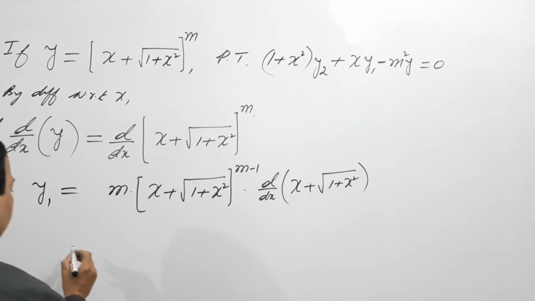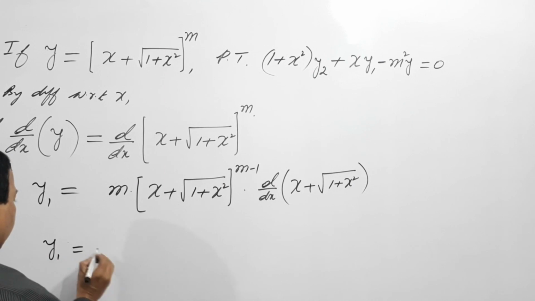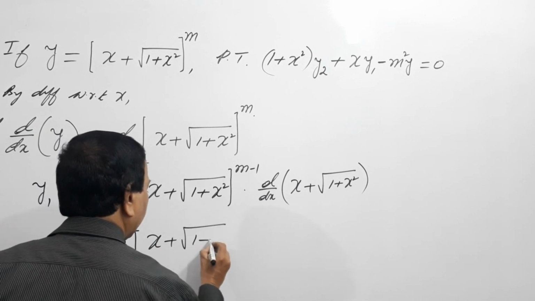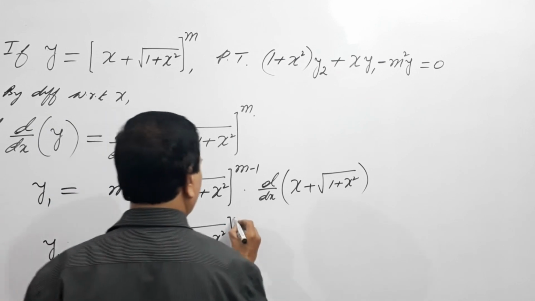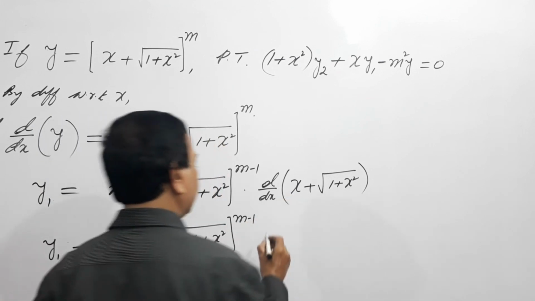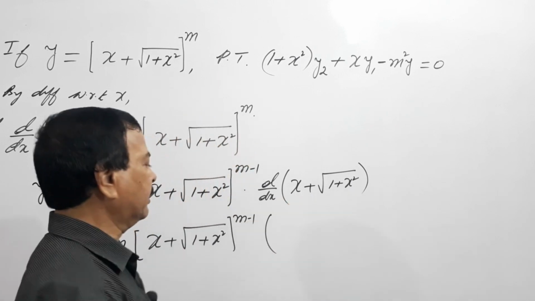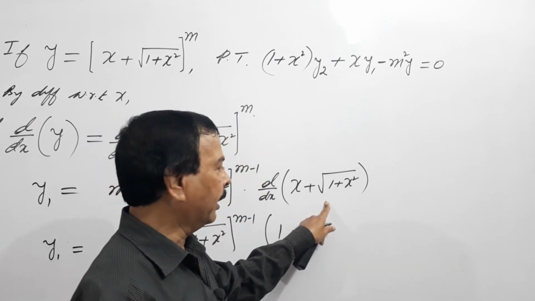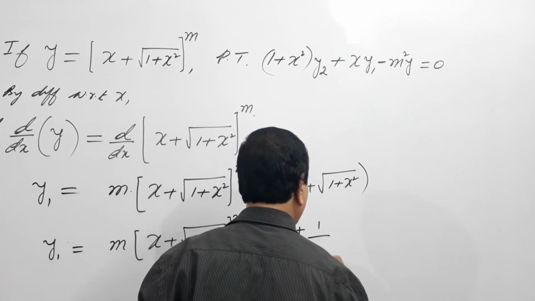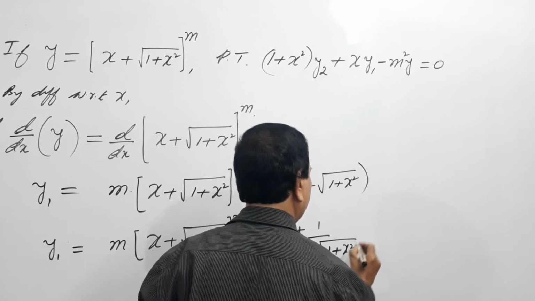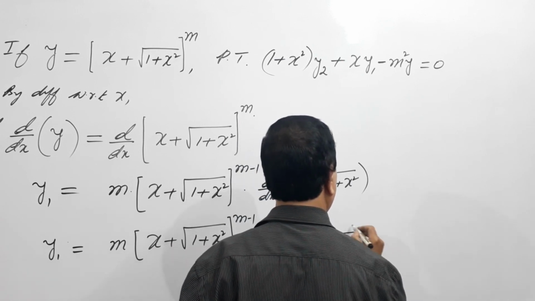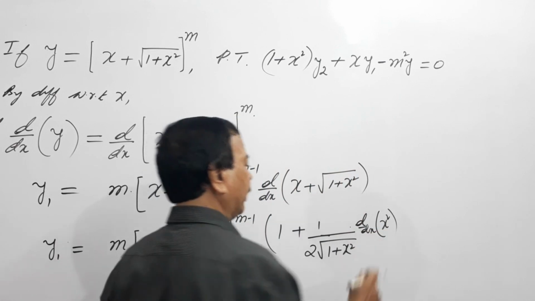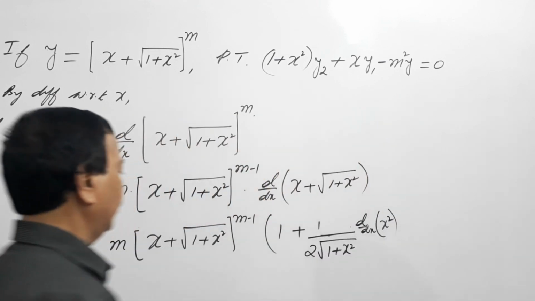So y1 equals m into (x plus under the root 1 plus x square) to the power m minus 1, into d by dx of this. d by dx of x is 1, plus d by dx of root, that is half into (1 plus x square) to the power of minus half, into d by dx of x square.